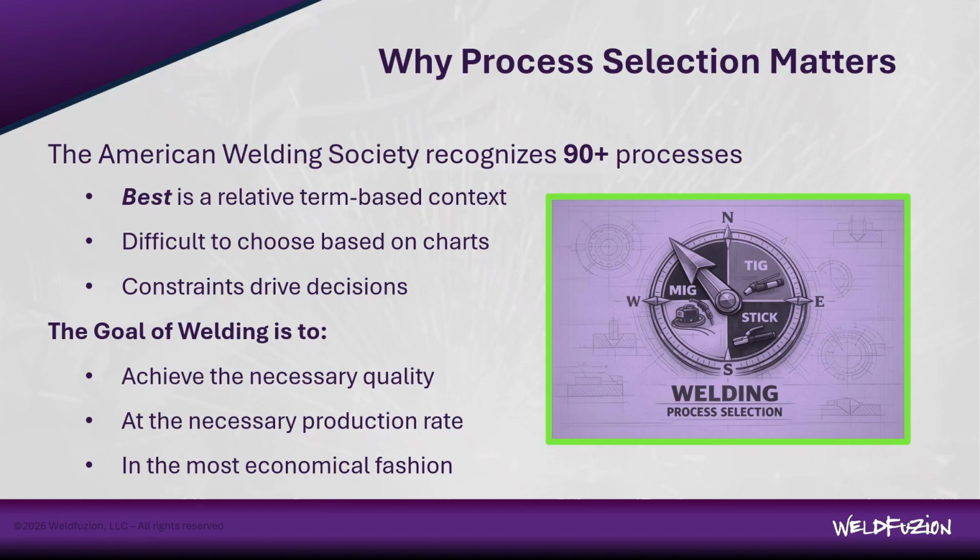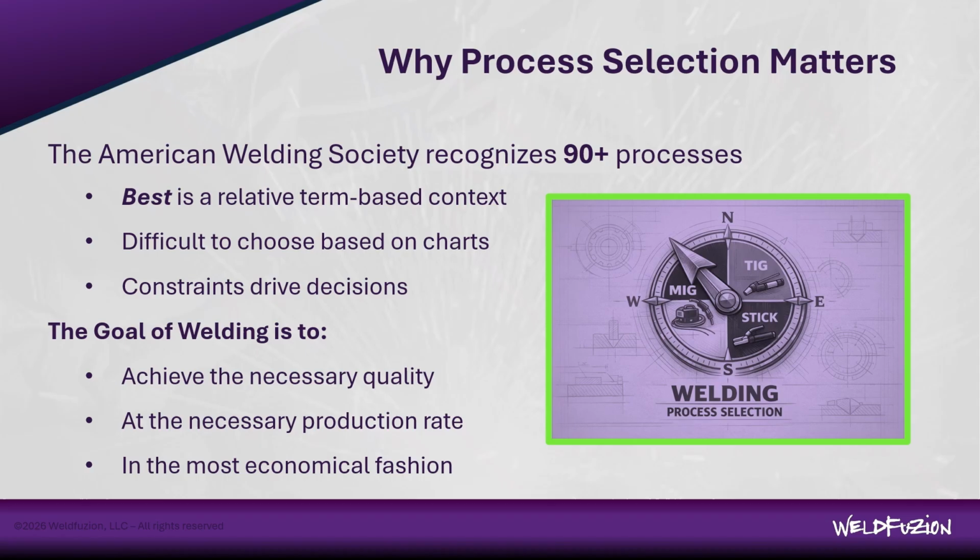The American Welding Society recognizes more than 90 different distinct welding, joining, or allied processes. And that's quite a few. So which process is the best? How do you choose the right process for the job?